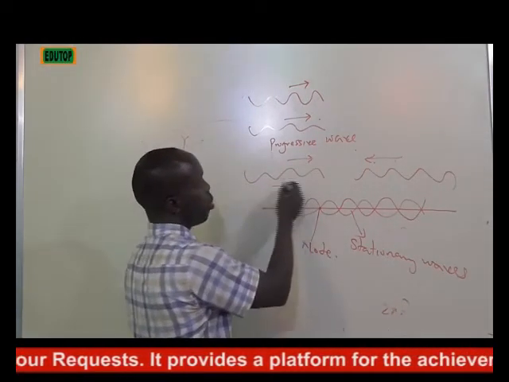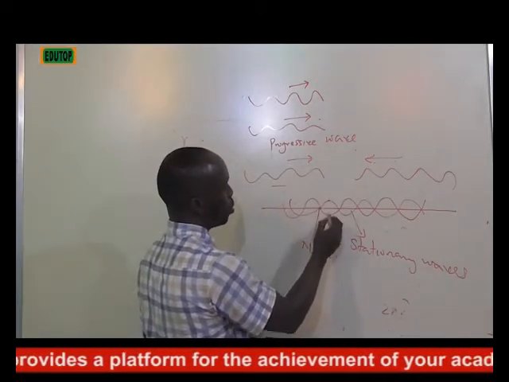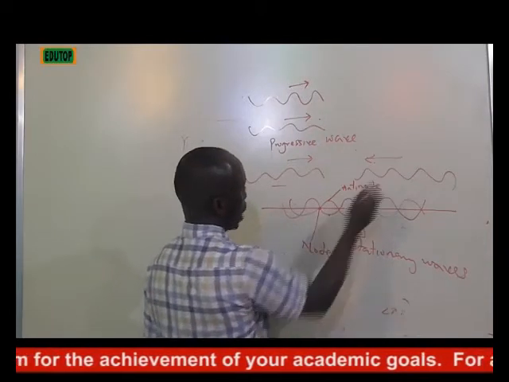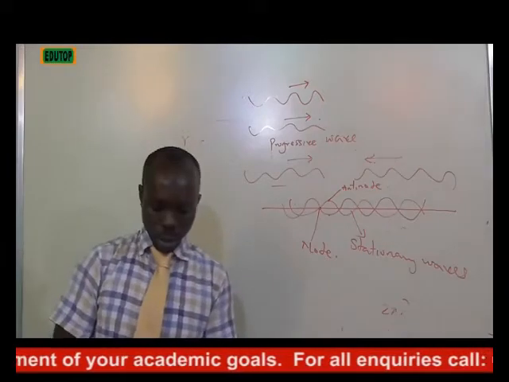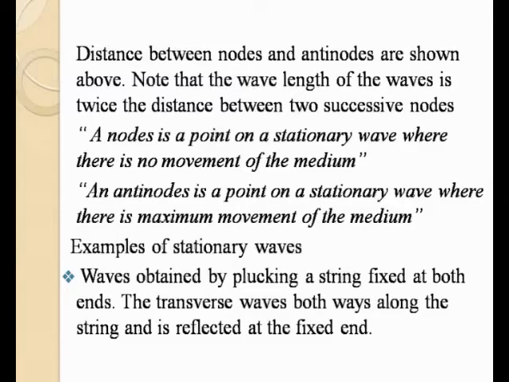When two opposite waves meet, this point that is being formed is what we call the what? Nodes and antinodes. Here is the antinode, and here is the node. You understand? So they are formed when a stationary wave is obtained. Now, the distance between nodes and antinodes is also shown above. Note that the wavelength of the wave is twice the distance between two nodes.